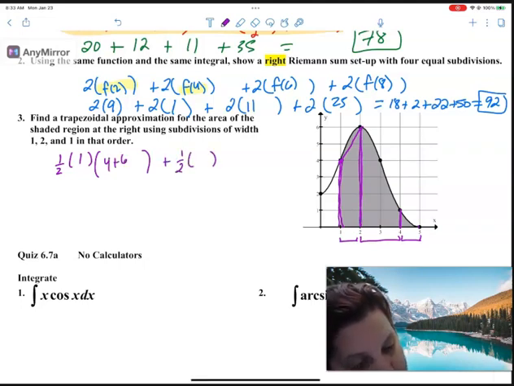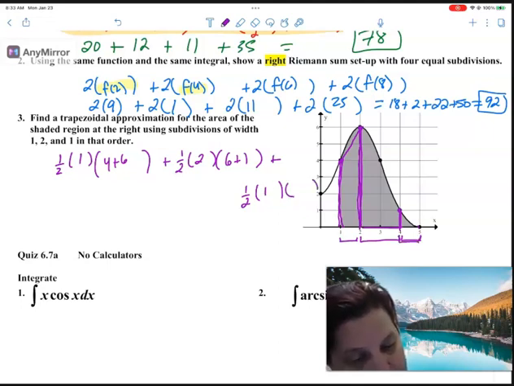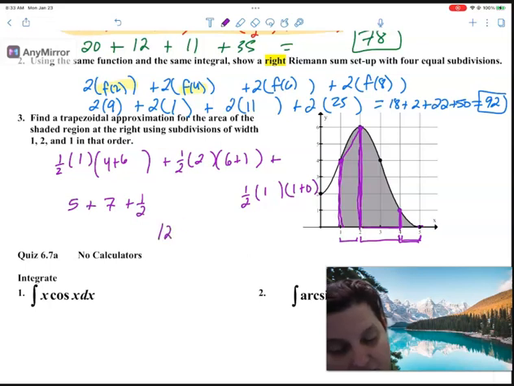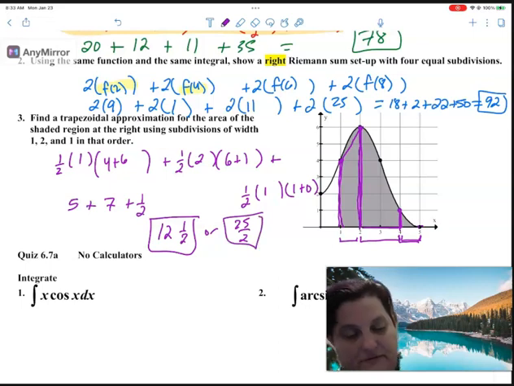My next one from 2 to 4, 1/2, the base is 2, and then the sum of these heights, that's 6 and 1. And the last one is 1/2, a base of 1, and then the sum of the heights, which is 1 and 0. Okay, so I have 10, half of 10 is 5, the 2's cancel out, plus 7, plus 1/2. So I have 12 and 1/2, or 25 over 2.